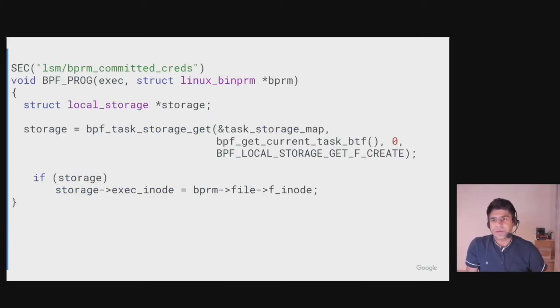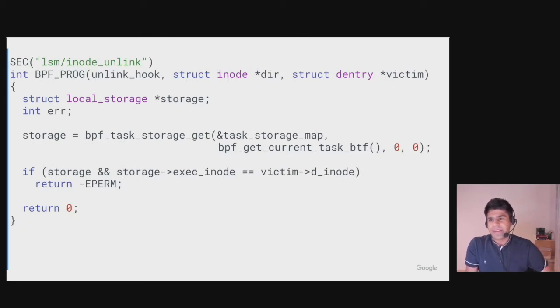We then set the storage on the BPRM committed creds LSM hook. Note that we are reading directly from struct BPRM here. This is possible thanks to BTF. We then retrieve the storage from the current task and compare the value of the inode to that being deleted and return a permission error when they are the same. Again, a slight warning here, the BPF get current task BTF is also a part of my task local storage patch series.